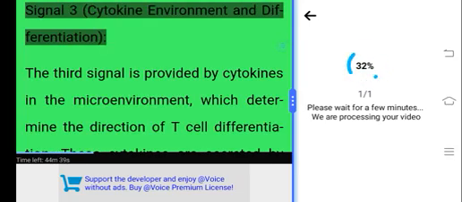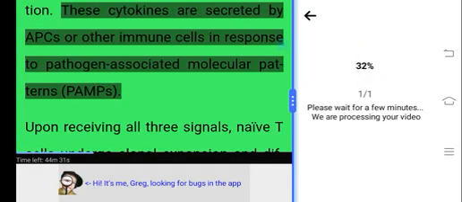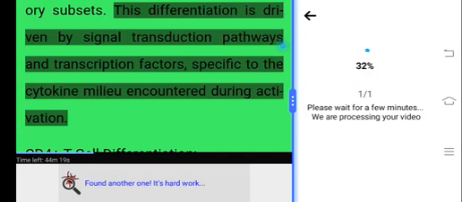Signal 3. Cytokine environment and differentiation. The third signal is provided by cytokines in the microenvironment, which determine the direction of T cell differentiation. These cytokines are secreted by APCs or other immune cells in response to pathogen-associated molecular patterns (PAMPs). Upon receiving all three signals, naive T cells undergo clonal expansion and differentiate into various effector or memory subsets. This differentiation is driven by signal transduction pathways and transcription factors specific to the cytokine milieu encountered during activation.